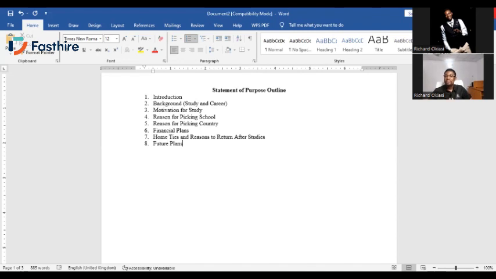So these things, the way it's outlined, if you follow it systematically, it makes for a good read. But whatever pattern you try to follow on your own, ensure that at the end of the day you address all these things in your statement, right?